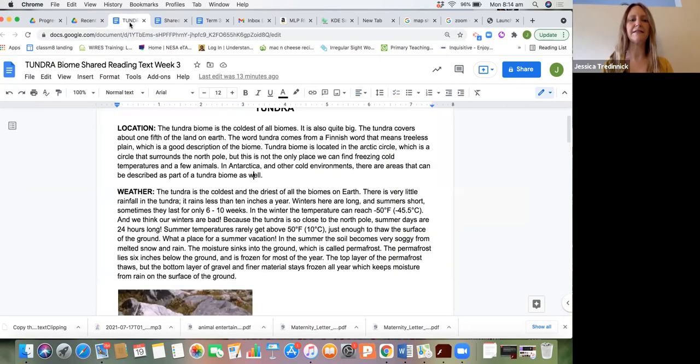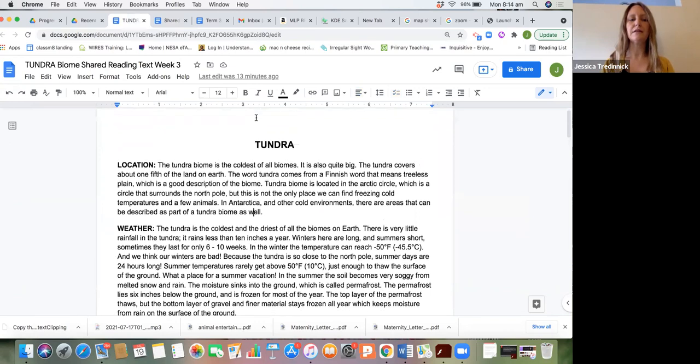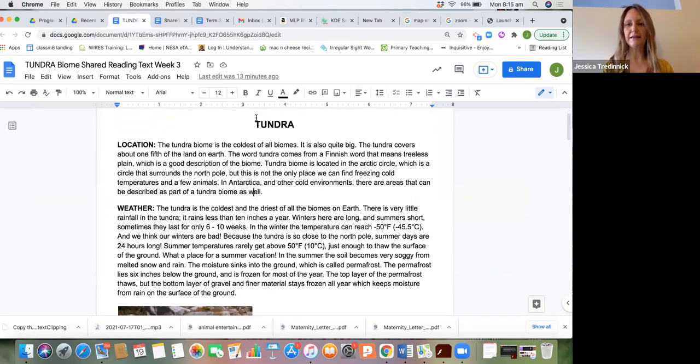Okay, let's open our text today. So this text is actually from the internet. It's a website and it's got the heading Tundra. So I'm not reading it right now. I'm actually just skimming and scanning, looking at the headings, and maybe the first sentence or so, just to orient myself with the text, and so I know really what I'm about to read. It's also good for making predictions.